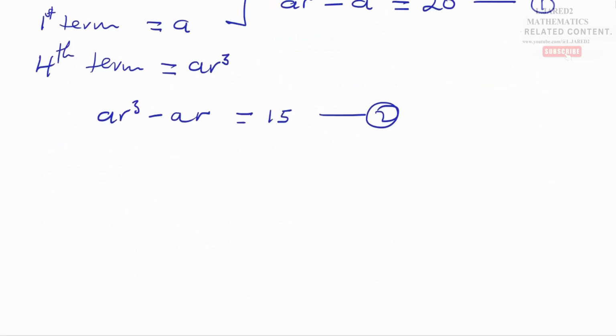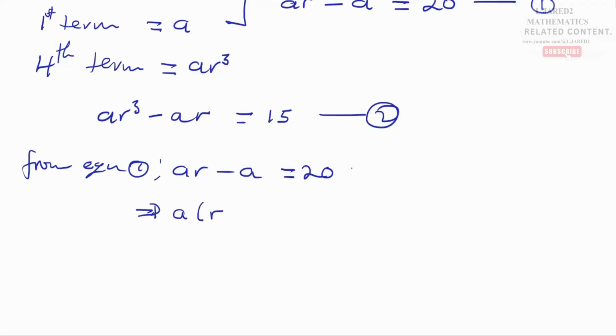So simply, from our equation 1, we can see that we have AR minus A being equal to 20. We can try to factorize out the A. So the next step, we are going to have A into R minus 1 equals to 20. We can try to make R minus 1 the subject. So we are going to remain with R minus 1 being equal to 20 divided by A. You can name this as equation 3.